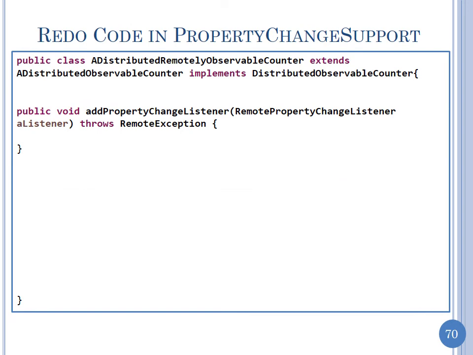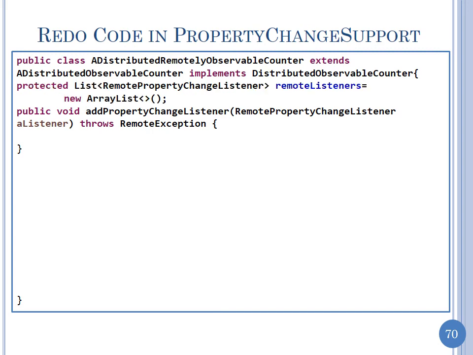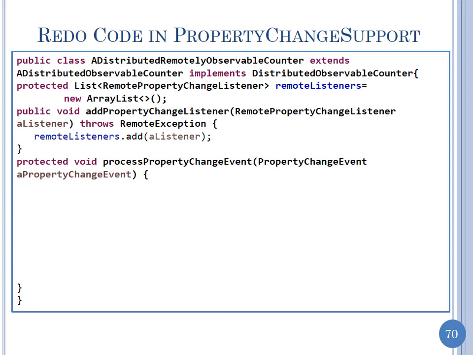So what we'll have to do is we'll again extend a distributed observable counter, but keep our own list of remote listeners, which is a list of remote property change listeners. Whenever add property change listener is called with a remote object, I will store that object in my list, which is distribution aware, rather than in the list kept by property change support, which is not distribution aware. So this whole distribution awareness becomes very crucial.